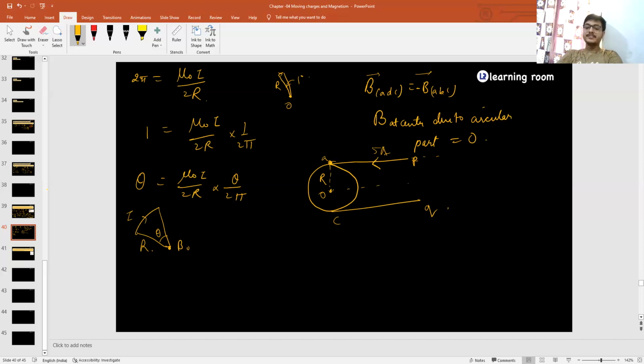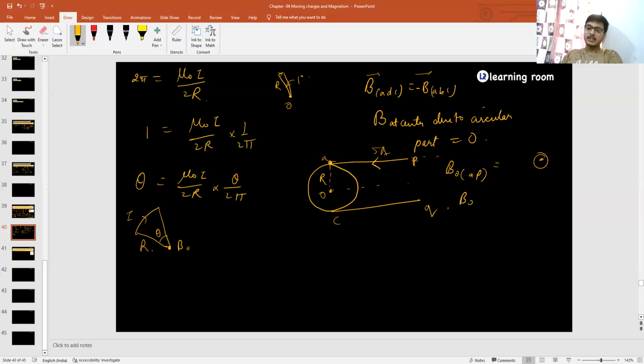Where the thumb is pointing? They're out of the plane. So for this particular magnetic field at center O due to AP, whatever the value is, that is out of the plane.